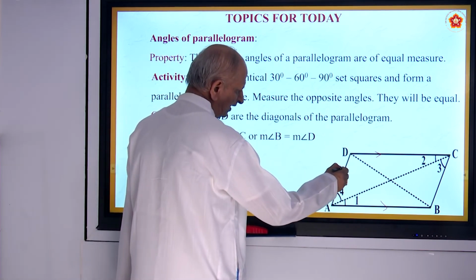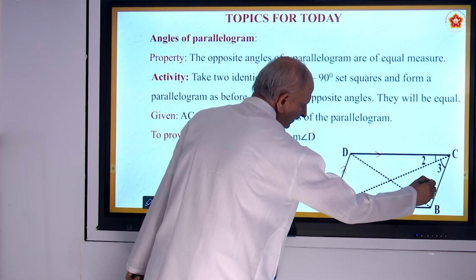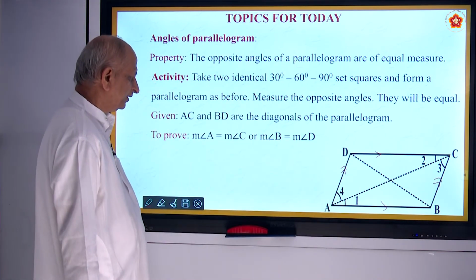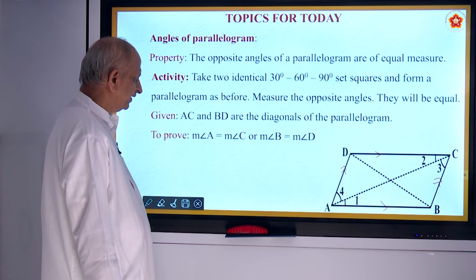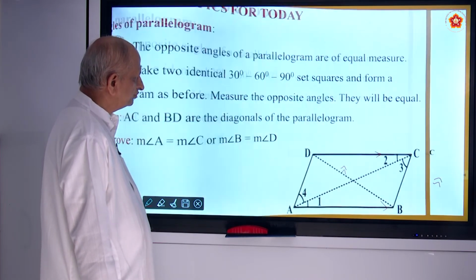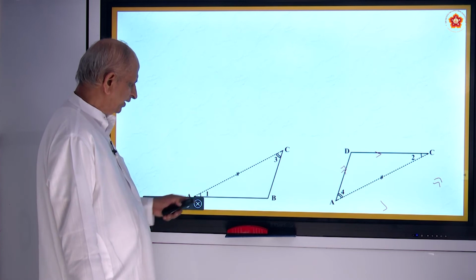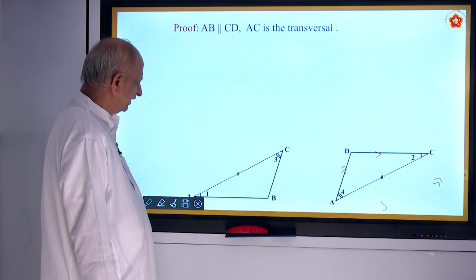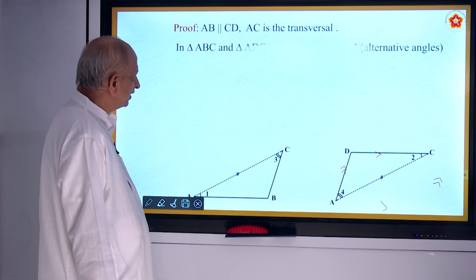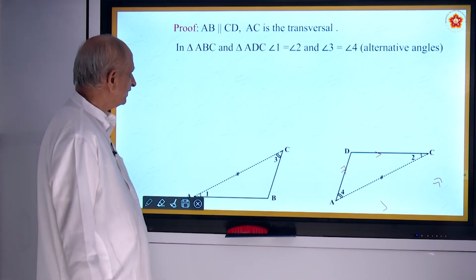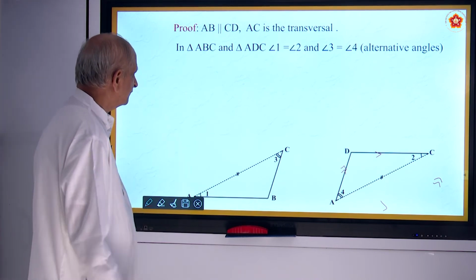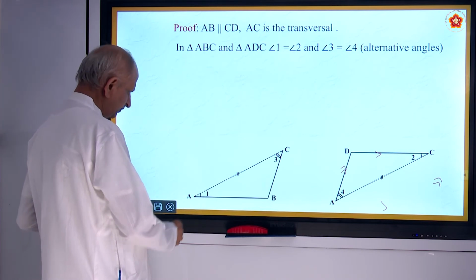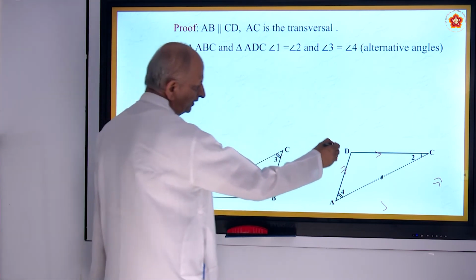Similarly, you must take AD is parallel to BC, and you must take BD as the transversal. Then we are going to get it. Okay. So, we have separated the two triangles now. In that, AC we have taken as a transversal, and now we are giving a theoretical proof for that parallelogram. So, here we have two triangles ABC, see ABC is here and ADC is here.